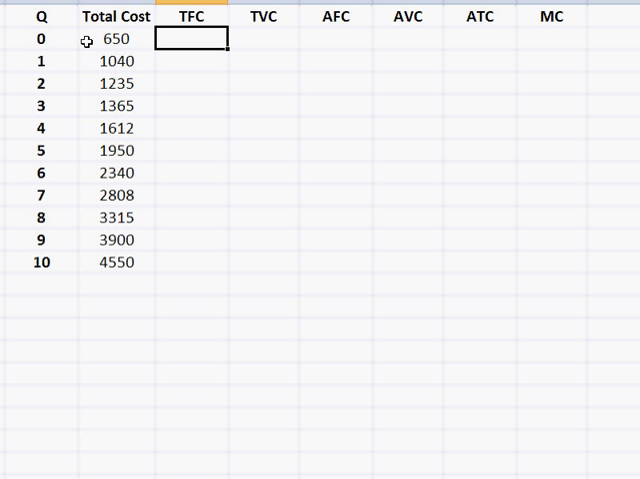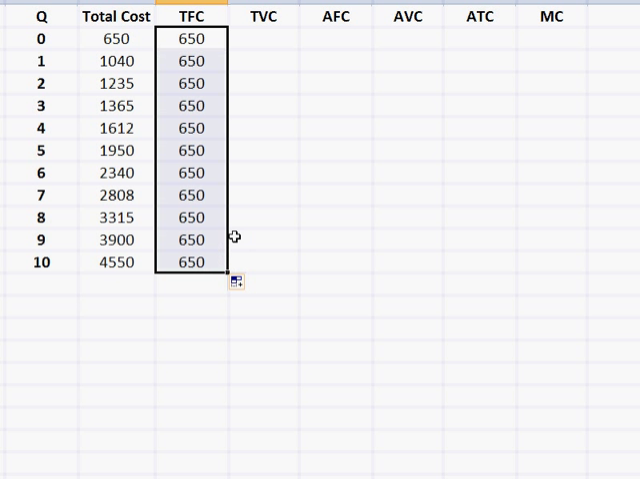Fixed costs. If you want to figure out fixed cost, look at the quantity of zero. When I'm producing nothing, I'm not spending money on variable costs, labor and materials. And so that total cost for producing zero units, $650, is your fixed cost all the time. It's fixed, doesn't go up, so it's always $650.